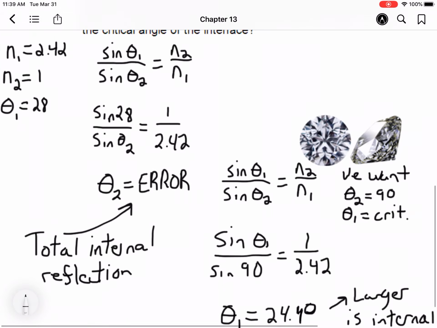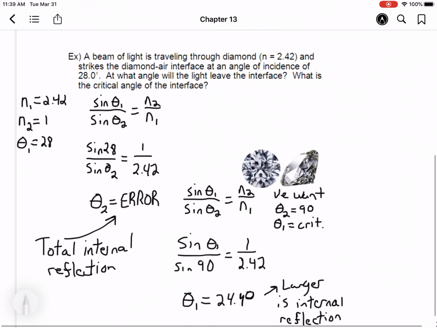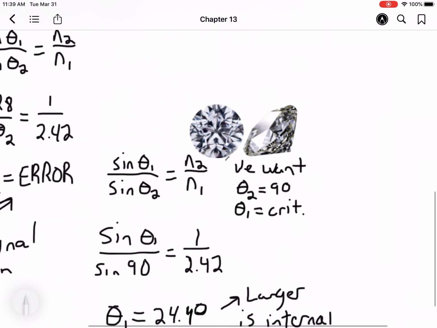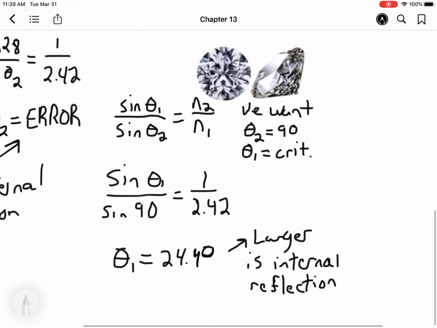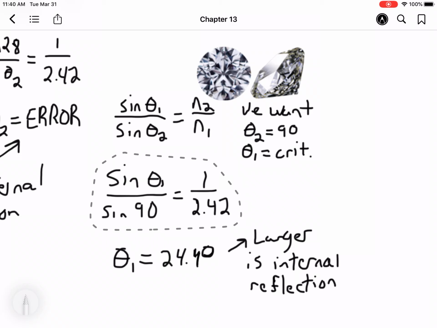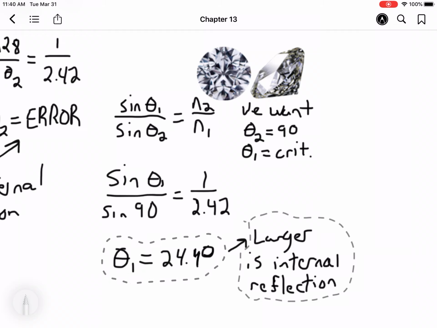And so what that tells us is that this 28 degrees must be larger than the critical angle, because the critical angle is the point at which it basically gets 90. So we want the angle 2, the resultant angle, to be 90 and angle 1 to be the critical angle. We set that up, same setup as before with Snell's law, and put in the 90 and the 1 over 2.42. What we get is that the critical angle is 24.4 degrees, and anything larger than that is going to give us internal reflection. So we get this critical angle.